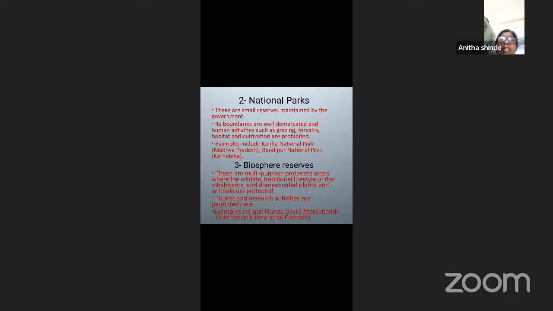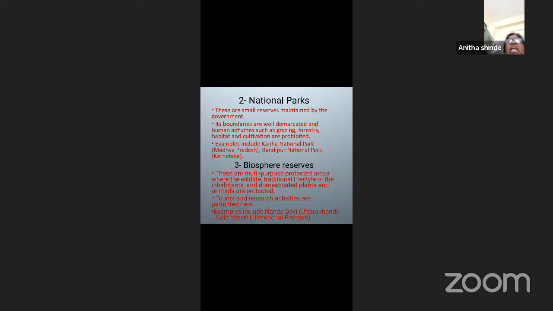Third one is biosphere reserves. Biosphere reserves are nothing but multi-purpose protected areas where the wildlife, the traditional lifestyle of the inhabitants, and domesticated plants and animals are protected. Tourist and research activities are also permitted here. Examples are Nanda Devi, which is in Uttarakhand, and Cold Desert, which is in Himachal Pradesh.